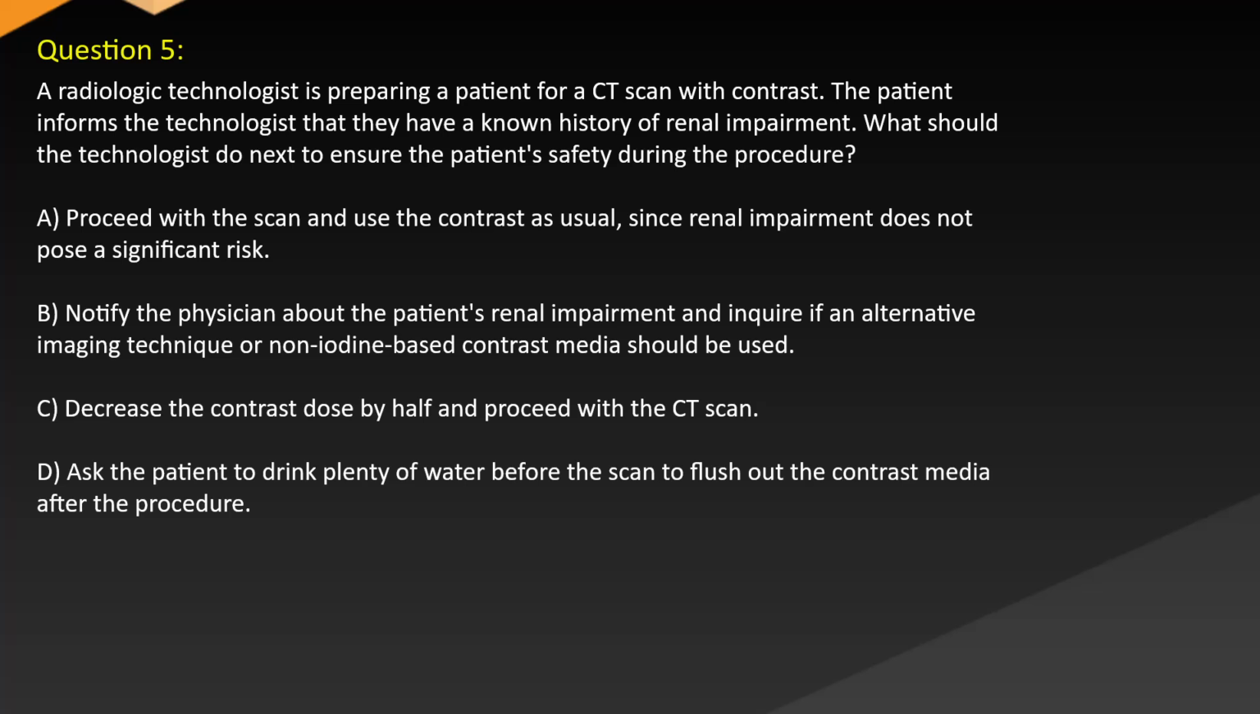A. Proceed with the scan and use the contrast as usual, since renal impairment does not pose a significant risk. B. Notify the physician about the patient's renal impairment and inquire if an alternative imaging technique or non-iodine-based contrast media should be used. C. Decrease the contrast dose by half and proceed with the CT scan. D. Ask the patient to drink plenty of water before the scan to flush out the contrast media.